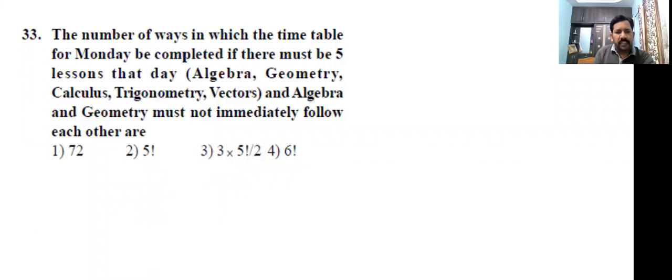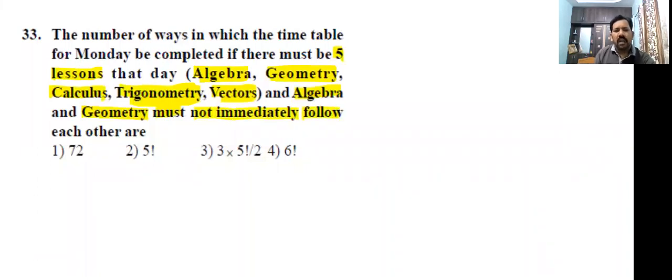The number of ways in which the timetable for Monday can be completed if there must be 5 lessons that day. What are the lessons here? Algebra, geometry, calculus, trigonometry, vectors. These 5 lessons are there. So one particular teacher wants to teach these 5 chapters in different periods. And here, algebra and geometry must not immediately follow.